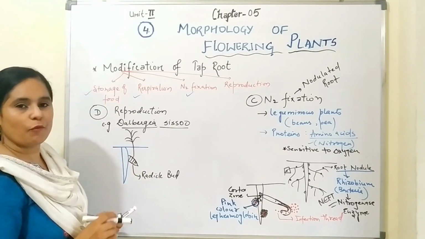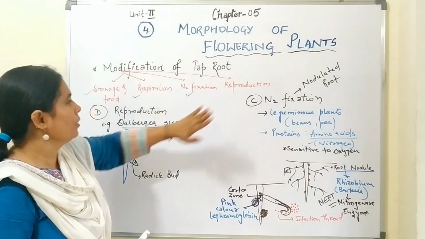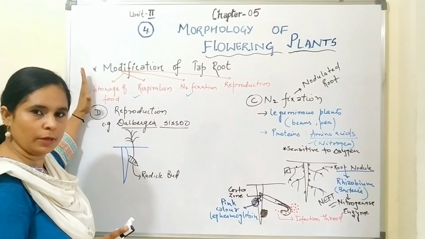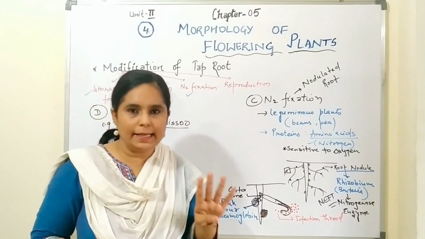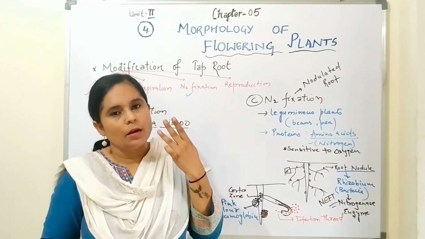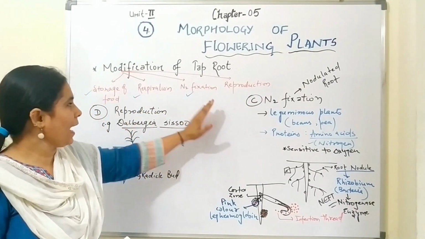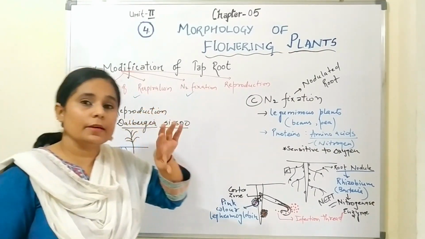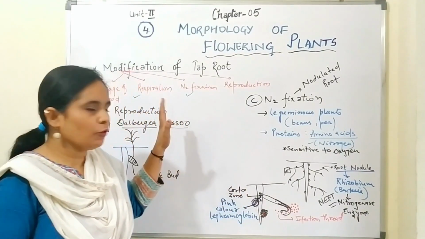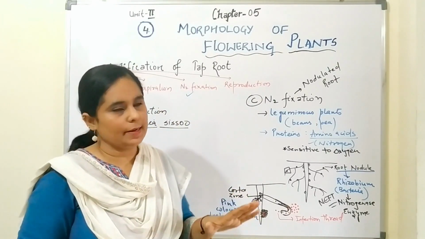So today what we have read is the modification of taproot. The taproot is modified for the purpose of storage of food, in which we have learned about 4 categories: fusiform, conical, third one is tuberous, and napiform. Then second category is respiration. The respiratory roots are also known as pneumatophores. You will find such roots in the trees or the plants which grow in marshy areas.